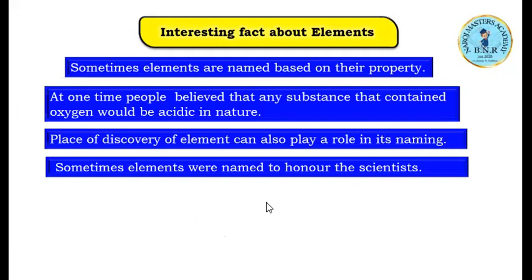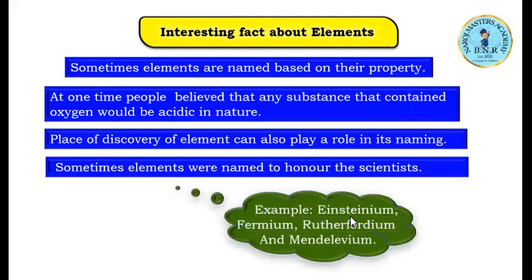Like that, some elements are named to honor scientists, for example Einsteinium, Fermium, Rutherfordium and Mendelevium. It means these elements are based on scientists' names, to honor them. Is it right?